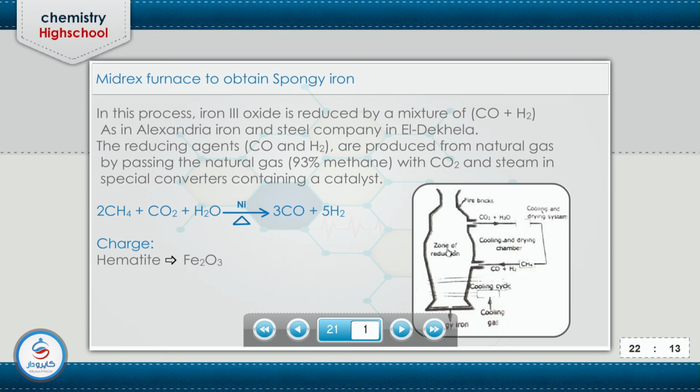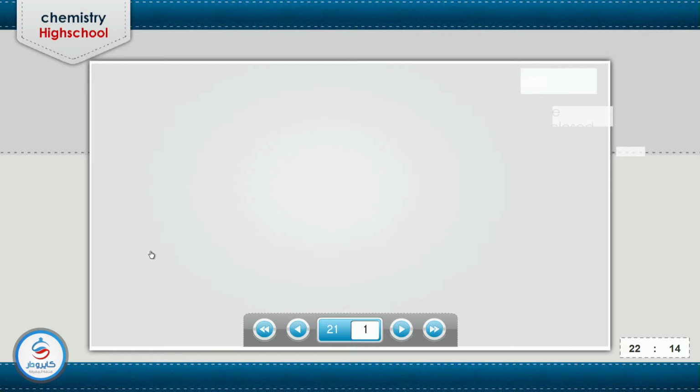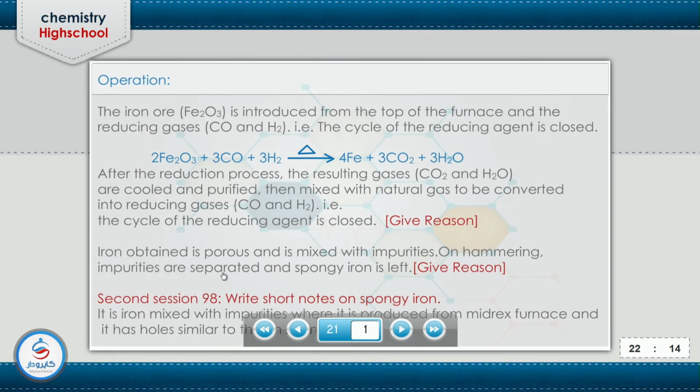The charge of the Midrex furnace is hematite. The operation in the Midrex furnace: the iron ore Fe2O3 is introduced from the top of the furnace, and the reducing gases CO plus H2, carbon monoxide and hydrogen gas, are introduced. The cycle of the reducing agent is closed. As an equation, 2 moles of ferric oxide plus 3 moles of carbon monoxide plus 3 moles of hydrogen, the reducing agents, produce 4 moles of iron plus 3 moles of carbon dioxide plus 3 moles of H2O.